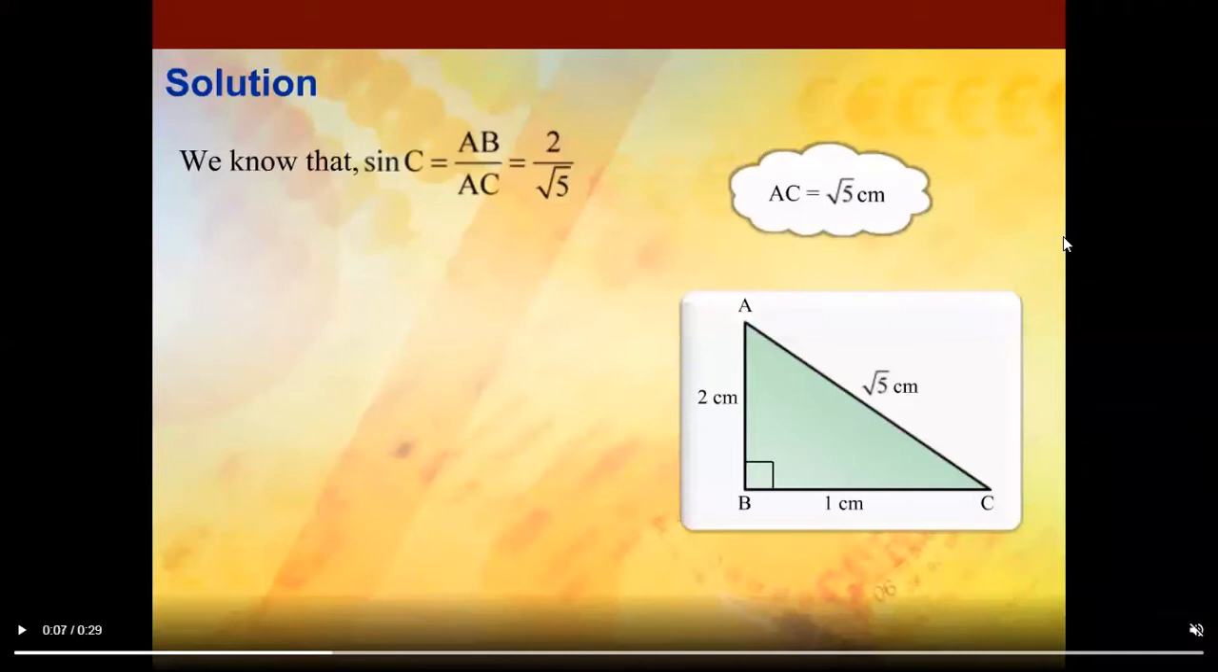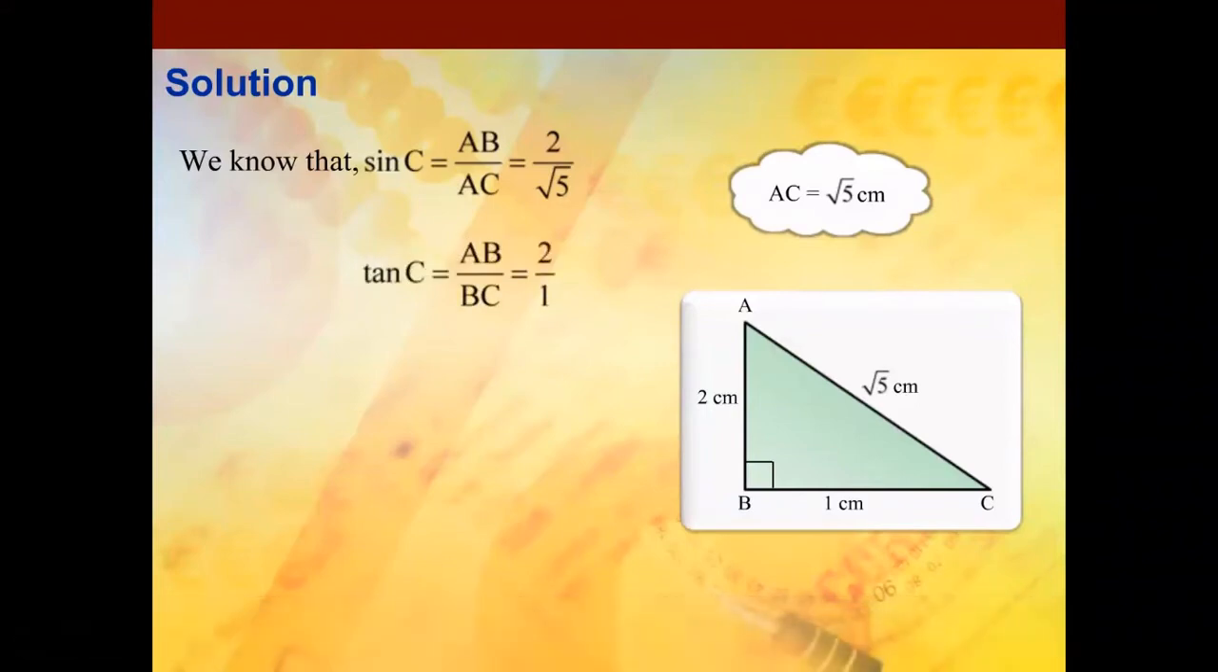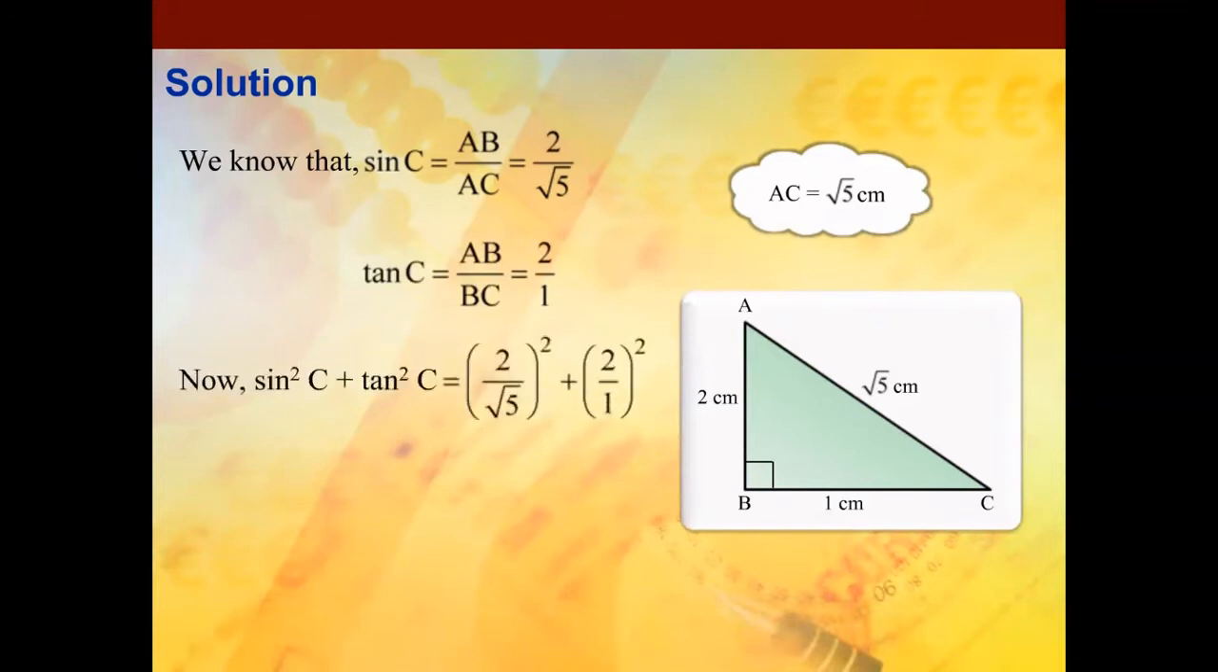We know that sine C is equal to AB upon AC. That is nothing but 2 upon root 5 from the figure. In the similar way, you find tan C. Opposite by adjacent, AB upon BC.